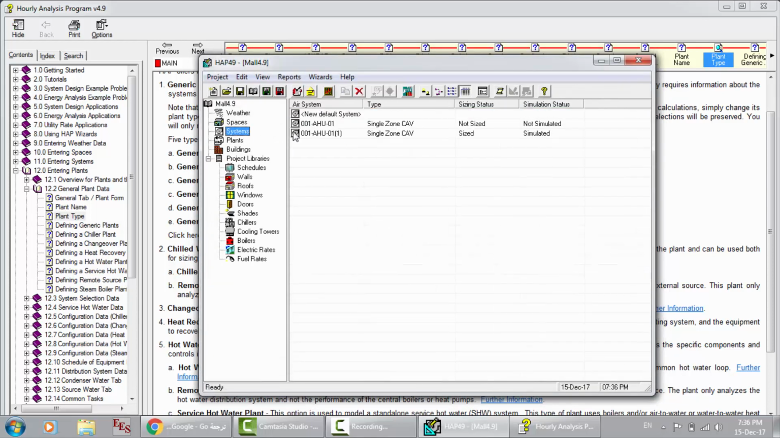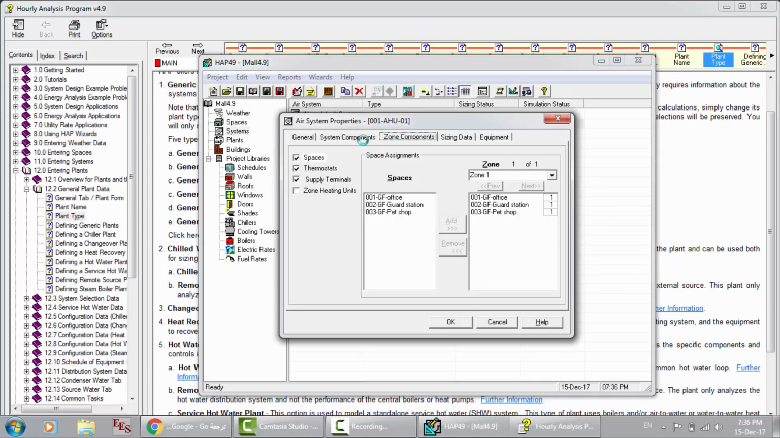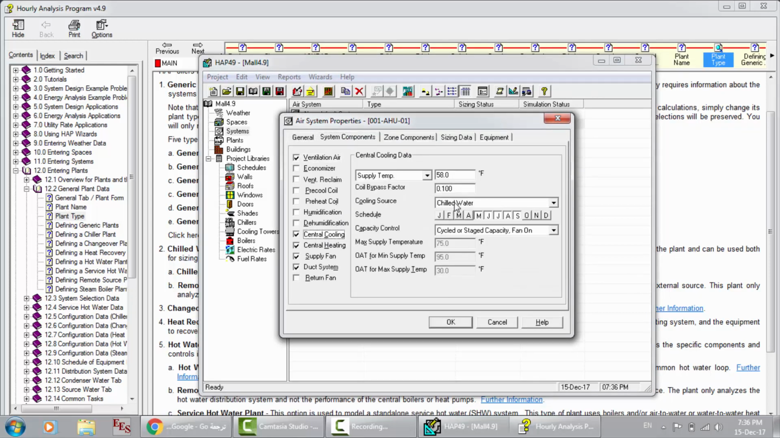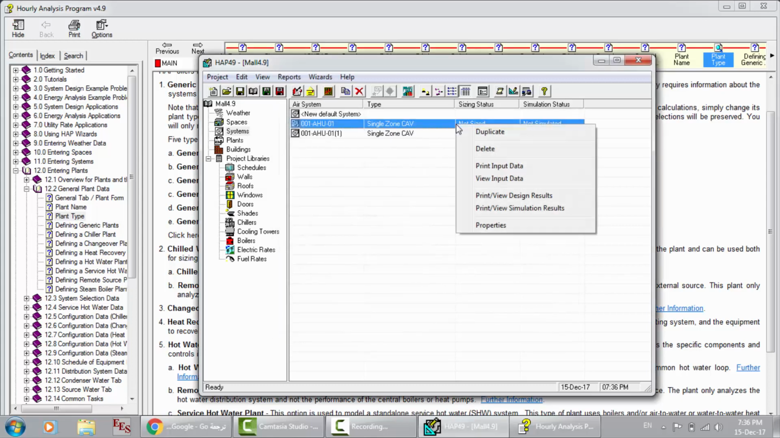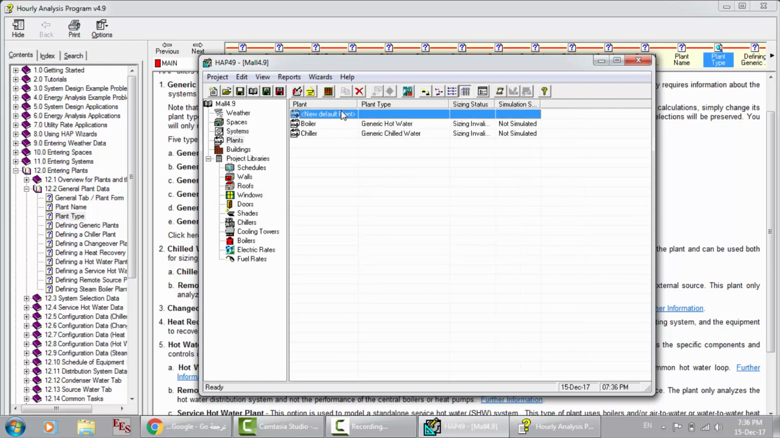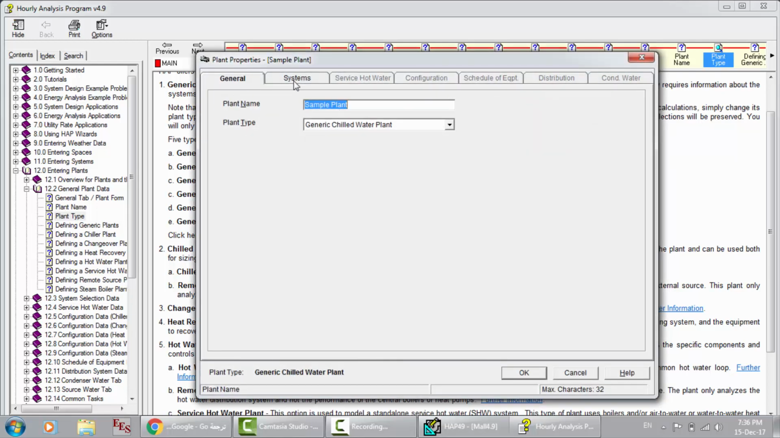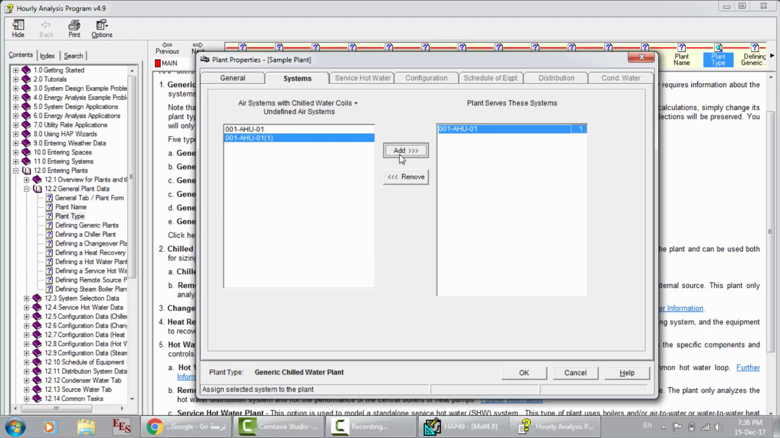so let's do it again. AHU chilled water and general cooling, chilled water. Okay, and not size, so you have to generate a report again. Okay, here in the plants, new default plant. So here are the systems. You can add the systems that will be supplied by water from your plant. Also, you can add this.